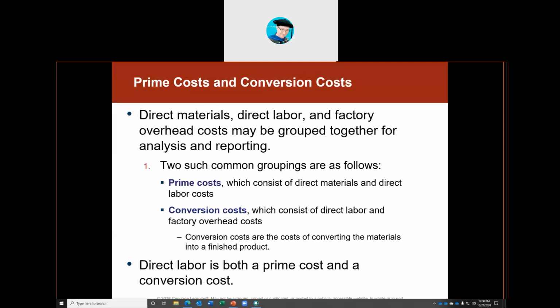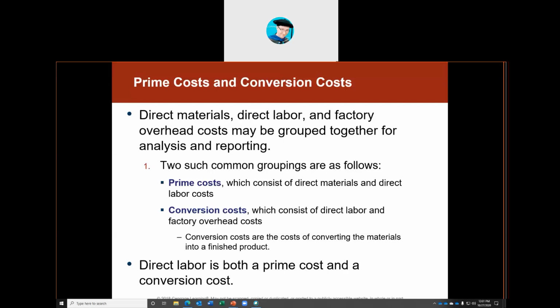Okay, more costs. Okay, let's talk about prime costs and conversion costs. When we talk about direct materials, direct labor, and factory overhead, there are really two types of costs that go into these elements. The first one is prime costs. When you hear the word prime, think primary. When you hear primary, think first. Prime is primary is first.